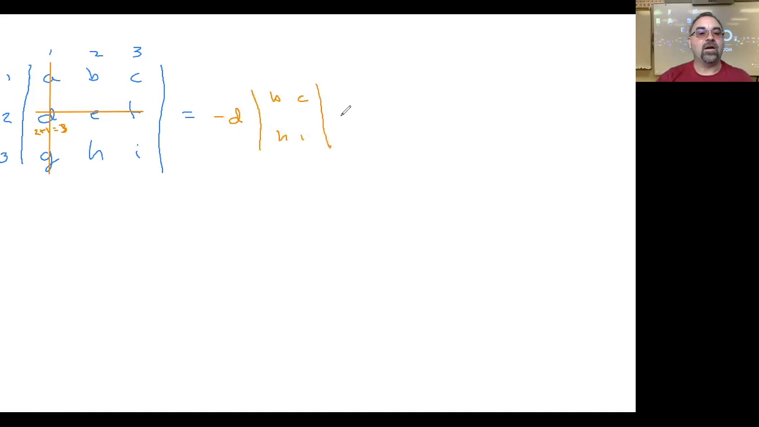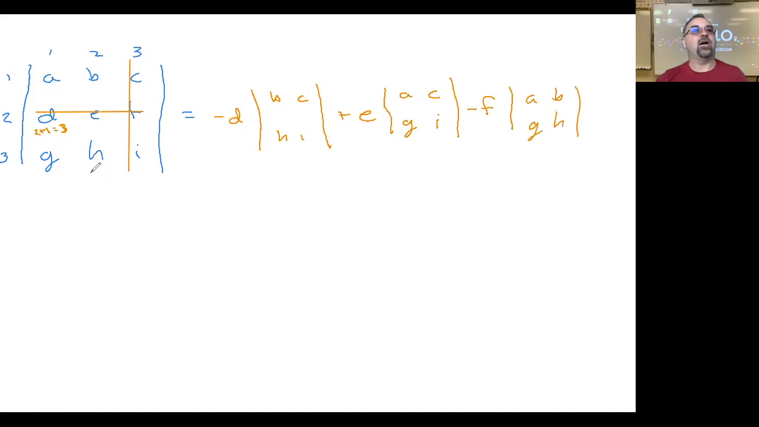Then I'll move to my next minor, which would be for E. Now, for E, guys, E is in row 2, column 2, so 2 plus 2 is 4. E is going to have a positive coefficient, positive E, and my minor is A, C, G, and I. And then F has a negative because it's in row 2, column 3. 2 plus 3 is 5. So I have negative F times the minor A, B, G, H. And that's how I would reduce this by minors if I wanted to use the middle row.